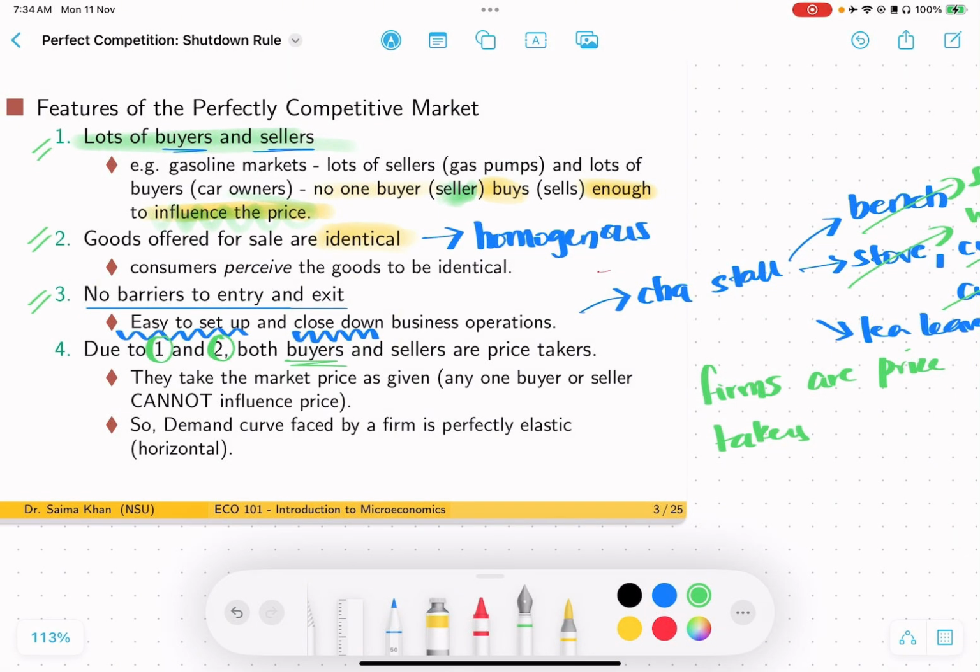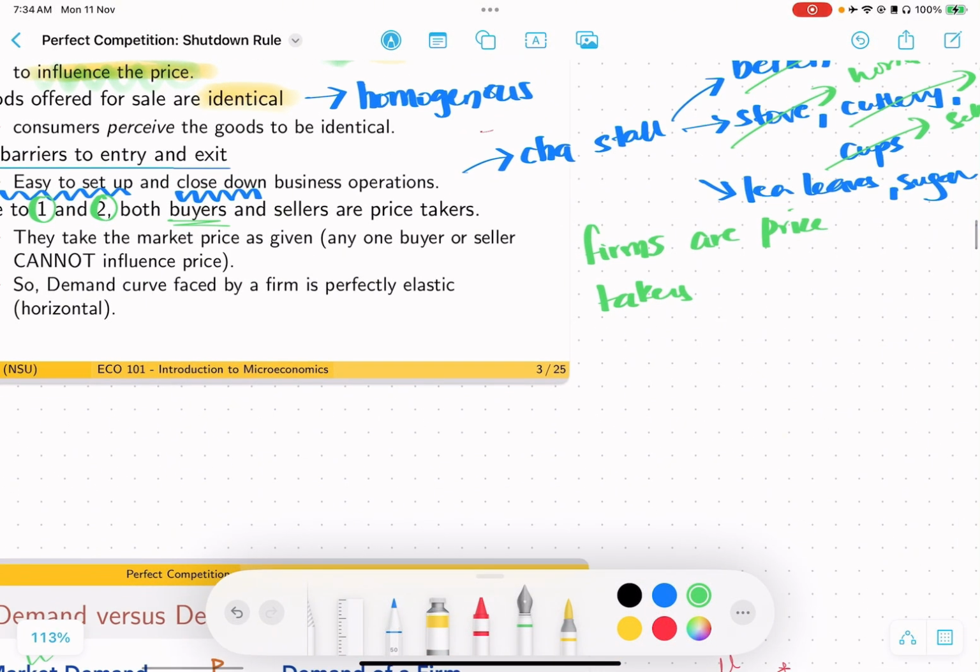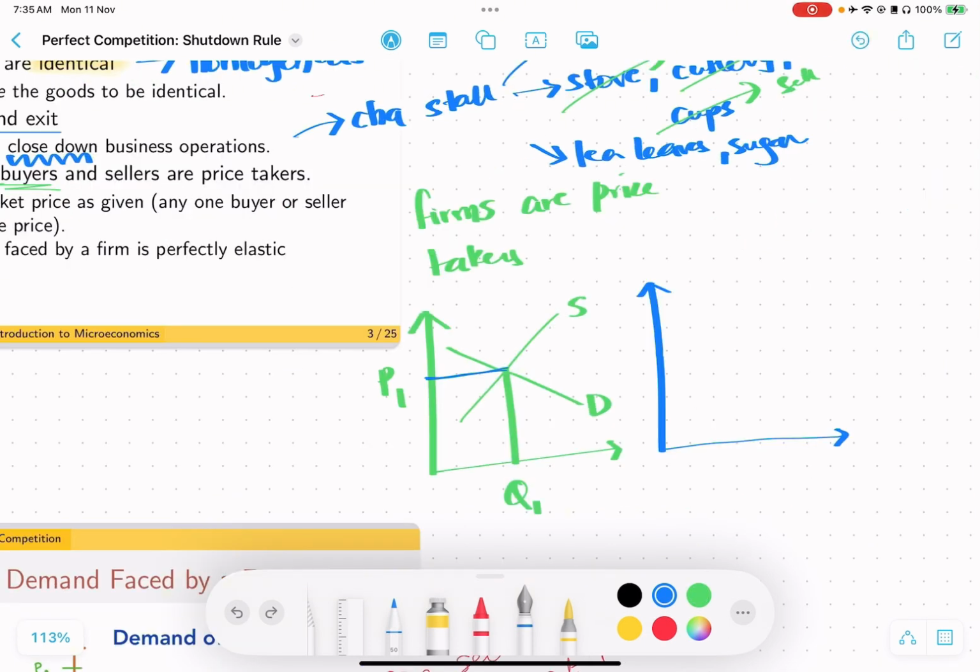Now, when a firm takes the market price as given, do you know what that means? So let me just draw the market here. So being a price taker means that once the market has determined the price to be P1, the firm will just take this price, P1, and it can sell everything that it produces at this price. So this is actually the demand curve for the perfectly competitive firm. So this is the perfectly competitive market.